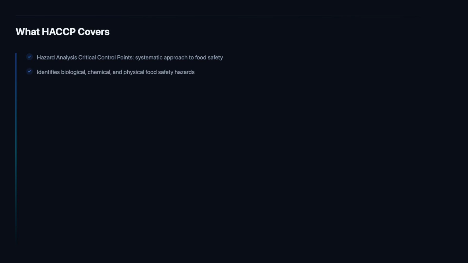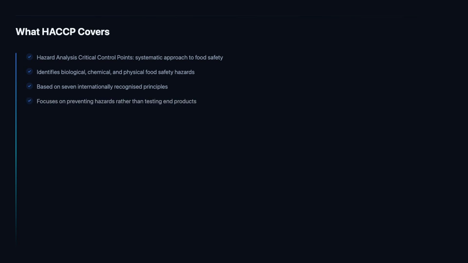The hazard analysis examines biological hazards such as pathogens, chemical hazards such as allergens and pesticide residues, and physical hazards such as glass or metal contamination at every step of the food production process. The 7 HACCP principles provide a logical, sequential framework: conducting hazard analysis, identifying critical control points, establishing critical limits, establishing monitoring systems, defining corrective actions, establishing verification procedures, and documenting the system.